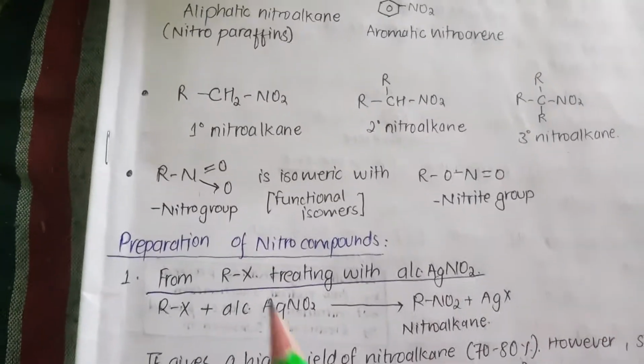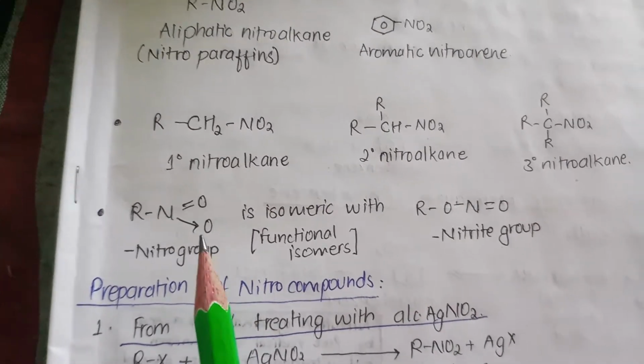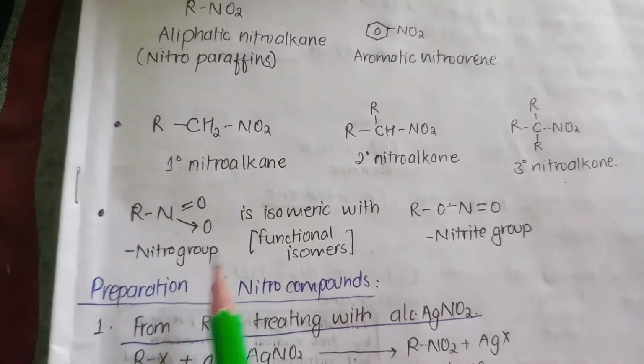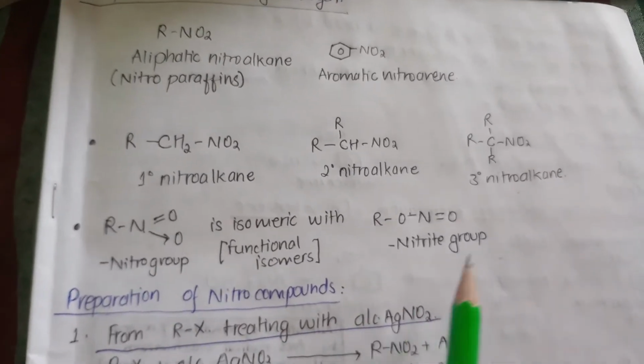Again, these are the functional isomers of each other, right? These are isomers, but the functional group is different. Here is the nitro group and here is the nitrite group as the functional group. So these are the functional isomers of each other.